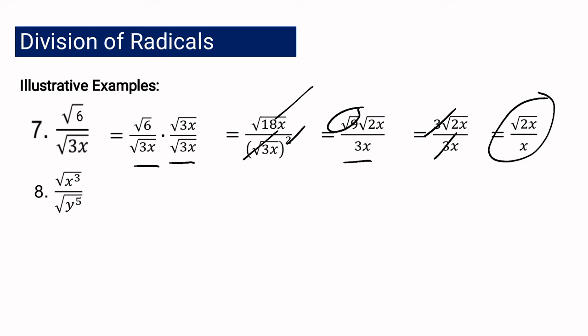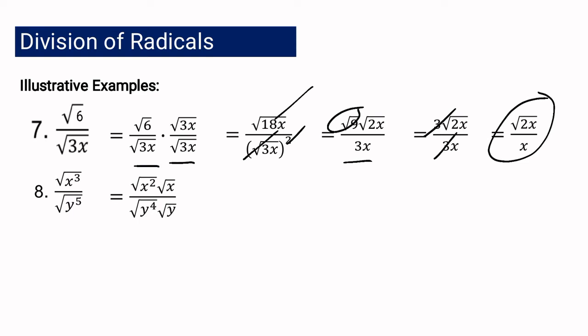Next example, we have square root of x cubed over the square root of y to the 5th. Pwede ninyong dalawa ang gawin dito. First, you simplify before you rationalize the denominator, or you can rationalize before you simplify. Now, let us have the first one first.